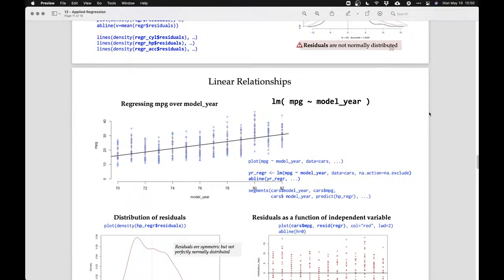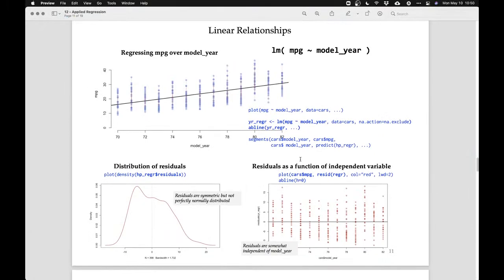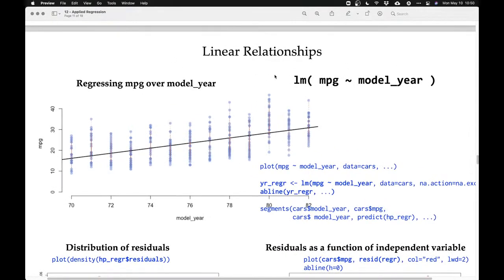Let's look at some linear relationships in our data. There are not too many perfectly linear relationships, but some are better than others. For example, in this example here, I'm just regressing miles per gallon over the model year. And remember, the model year was like 70, 71, 72, 73. It was just the year the car was made, from 70 to about 1982.